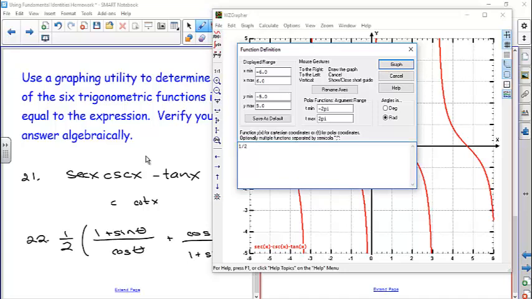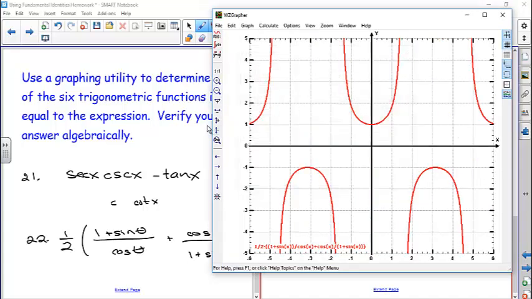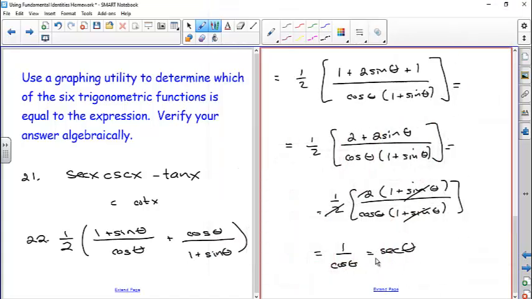Okay, so we have 1/2 times 1 plus sine of x divided by cosine of x. So that's the first term, plus cosine of x divided by 1 plus sine of x. Make sure I got all the parentheses. Might need another parenthesis. So these parentheses match, those match, these match, those match. This last one matches that one there. And I graph it. It looks like that, which is the secant function, which is what we're looking for. So that's the secant. It's the reciprocal of the cosine. So, bingo.